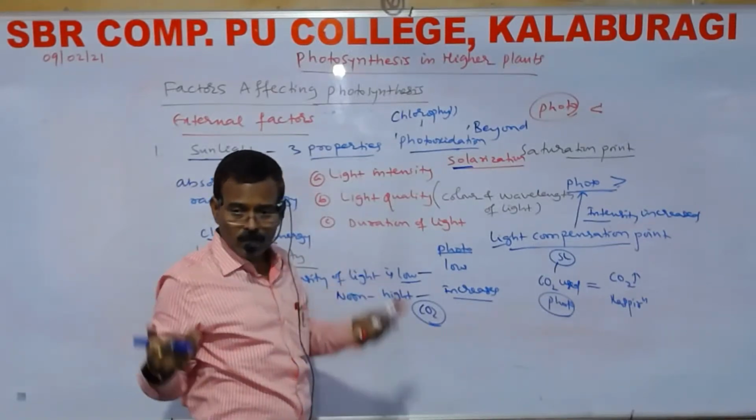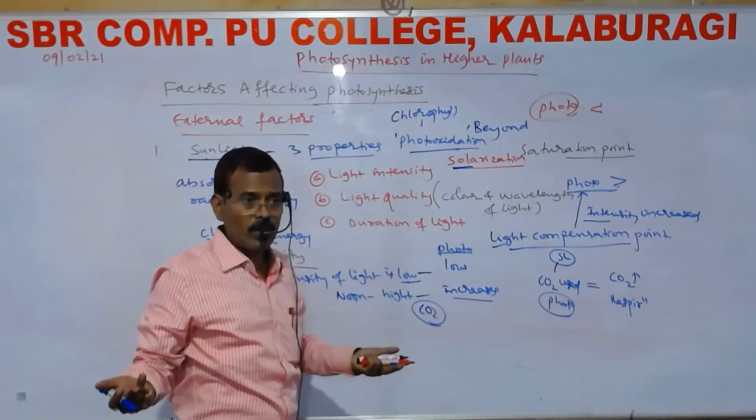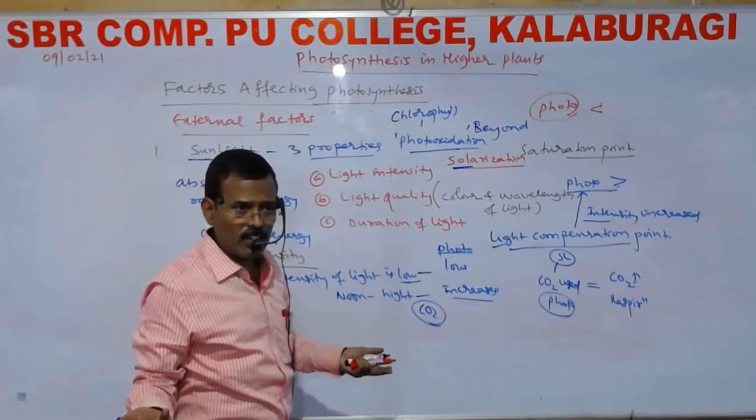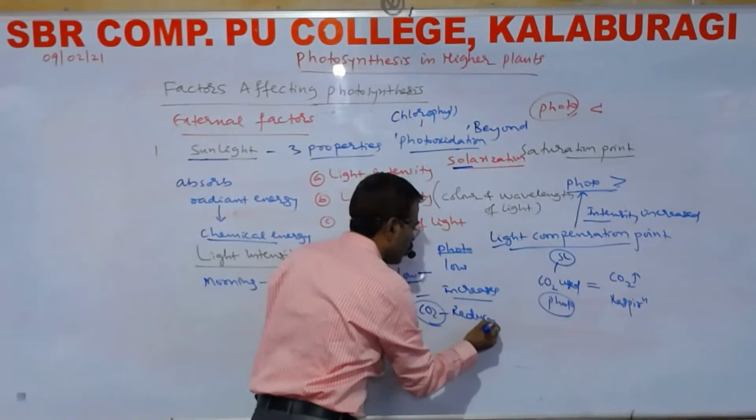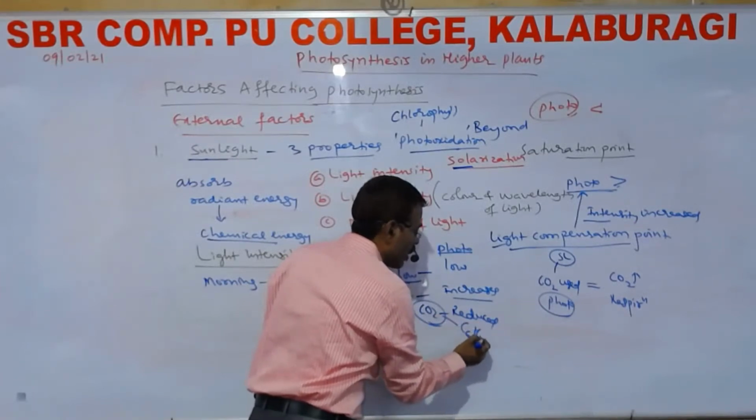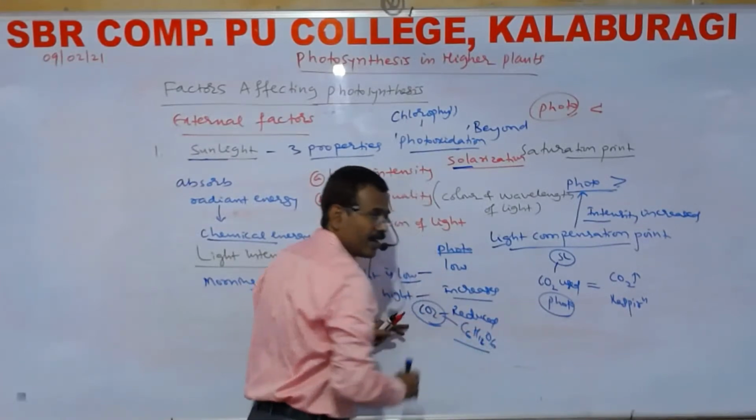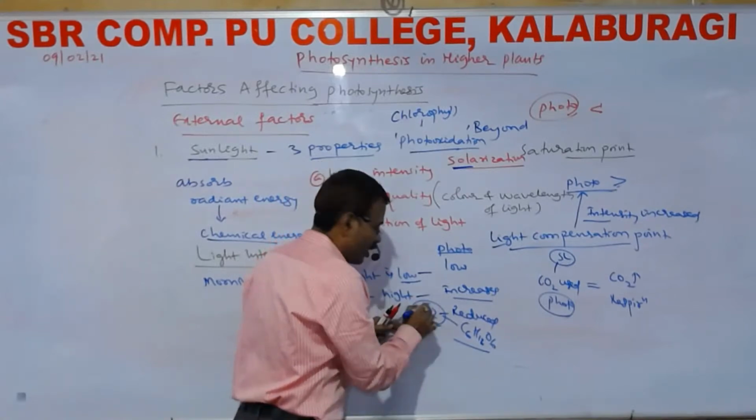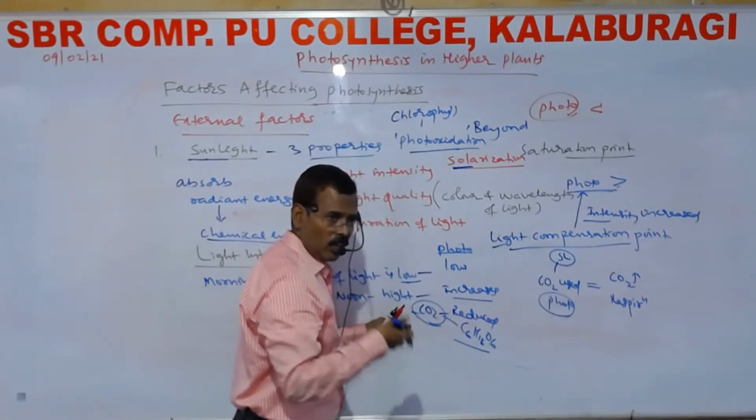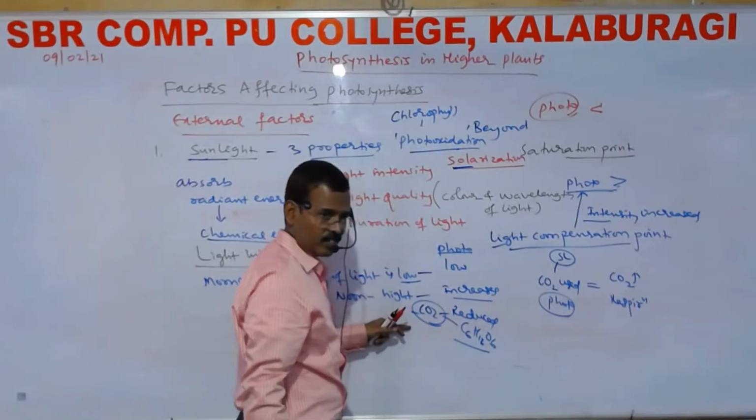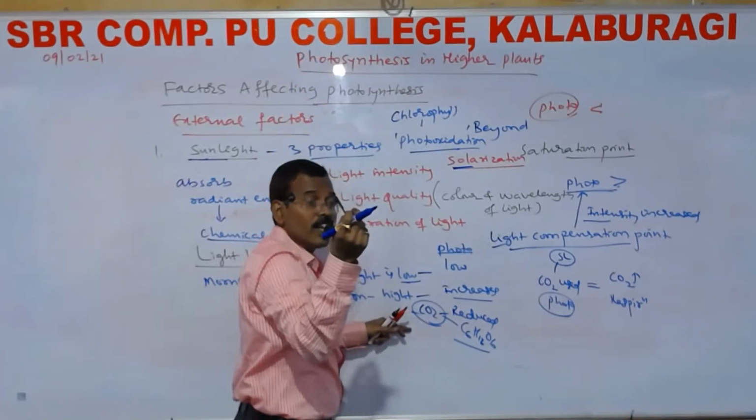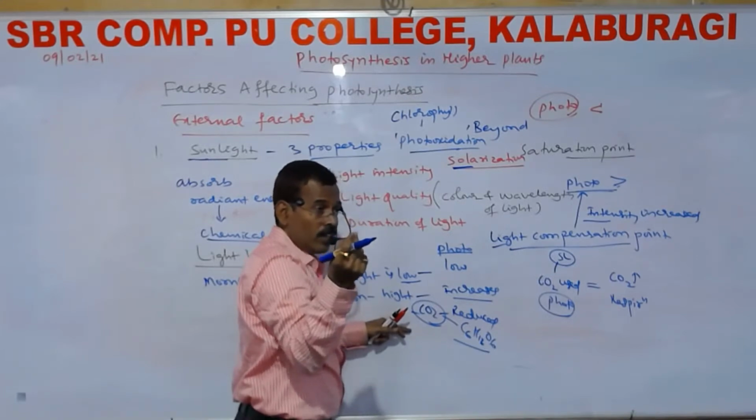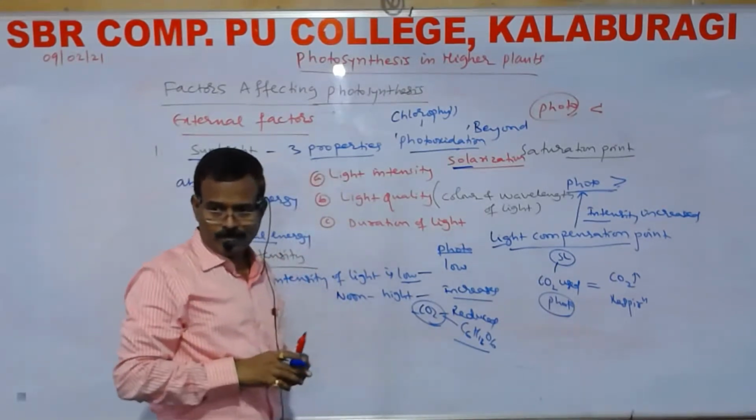So if the CO2 level is very low, then what happens? The photosynthetic rate will be reduced, because CO2 is reduced into carbohydrate during the dark reaction. So carbon dioxide is one of the important raw materials, or substrates, used in the dark reaction. So at high light intensity, the availability of atmospheric carbon dioxide can decrease.